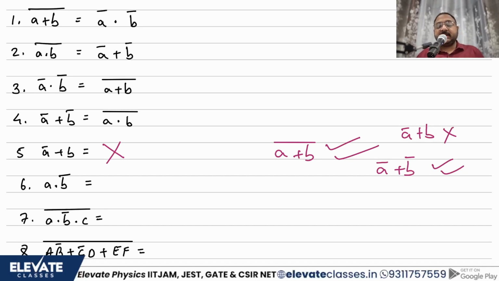So similarly, look at the sixth one, A dot B bar. You cannot join the complement operator. You cannot break it. Why? It's not on two variables. So no De Morgan's here. You cannot apply De Morgan's here. Okay. Now let's come to the seventh one.